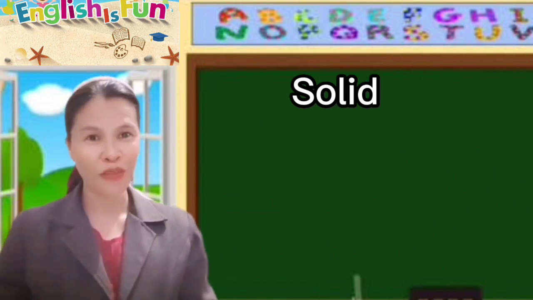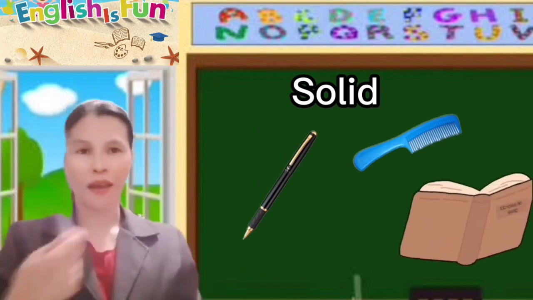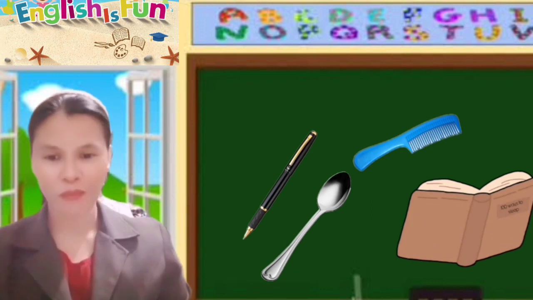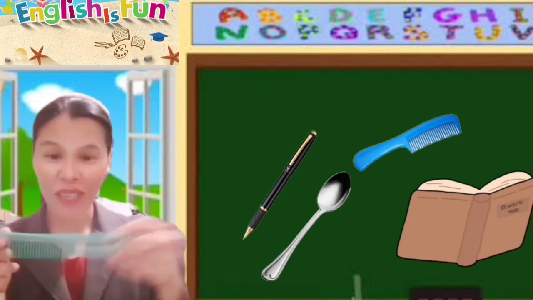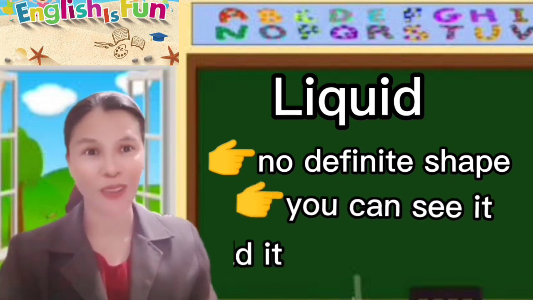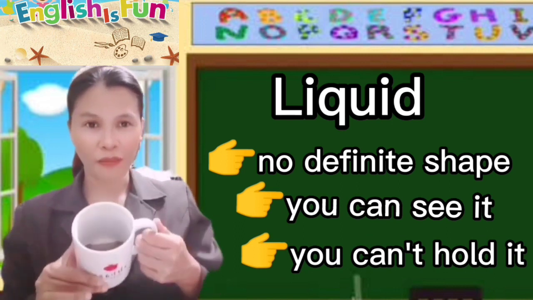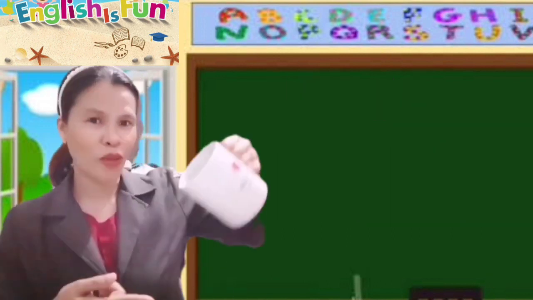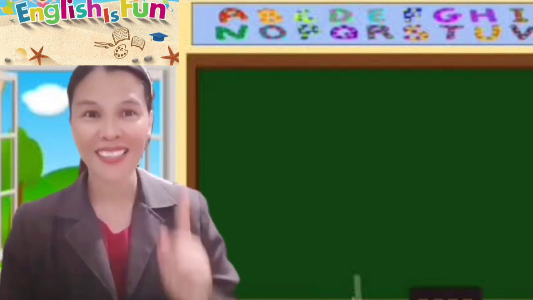I have here an example of solid. The pen, a comb, a book, a spoon. All of these are solid. We can hold it, we can touch it, we can even see it. When we say liquid, it has no definite shape. You can see it, but you cannot hold it. Inside this mug, there is coffee. I see the coffee, but I cannot hold it. You cannot hold it because it flows.